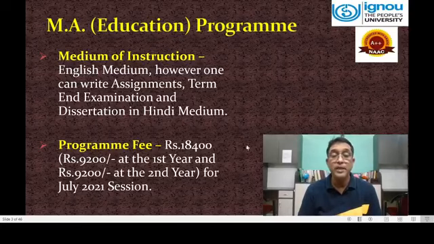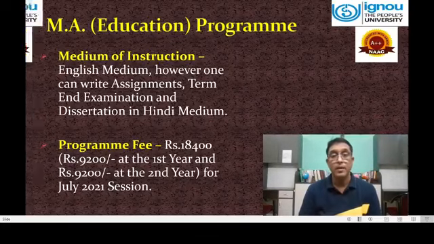The total program fee is 18,400 for the January 2021 session, which you have to pay in 2 installments. That means at the time of admission in the first year you have to pay 9,200, and during the second year, at the time of readmission, you have to pay again 9,200.